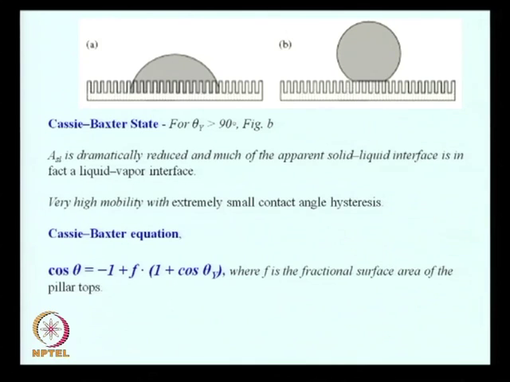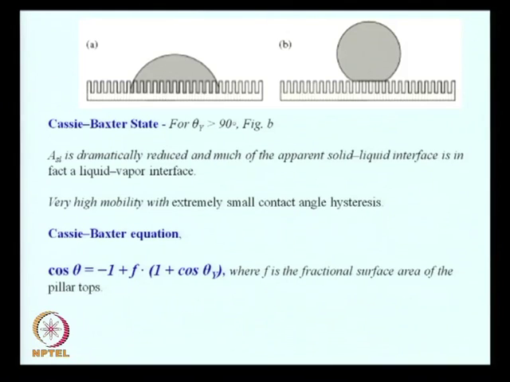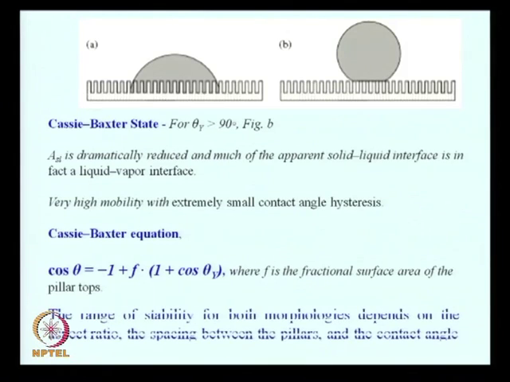And this high mobility and small contact angle hysteresis, as can be observed in the Cassie-Baxter state, has certain uses. There is also a phenomenological equation which connects the apparent contact angle theta with the equilibrium contact angle, and f is the fractional surface area of the pillar tops. So the pillars which are provided on the surface, the area of the top of those pillars is denoted by f, and this equation is the Cassie-Baxter state.